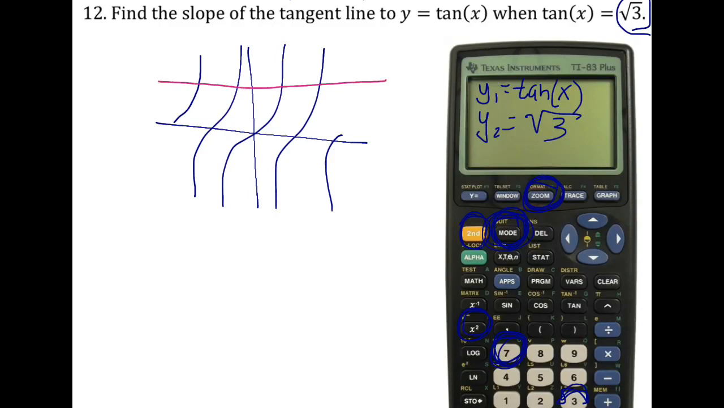Now, here's the deal. I can find in this window alone 1, 2, 3, 4 spots where tangent of x equals the square root of 3. Because remember, a trig function is cyclic. It's going to go on forever and ever. So if we continued our window up, it would cross there, we'd find another one, and it's going to happen forever. There are going to be infinitely many.